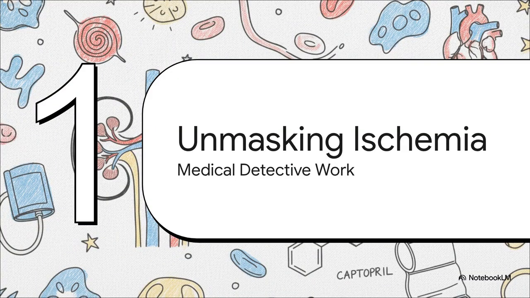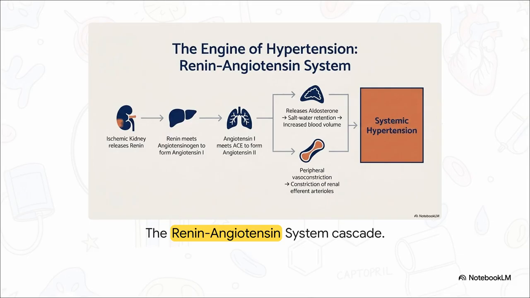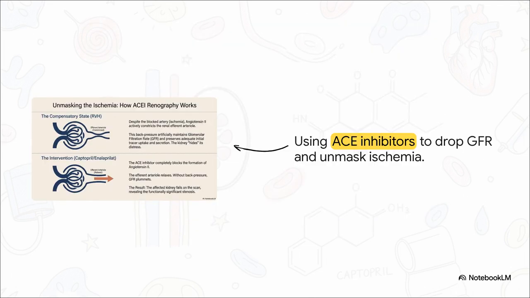Section 3. Unmasking the ischemia, the medical detective work. To really understand how we test this physiological function, we need to look under the hood at the engine of hypertension. When a kidney is starving for blood flow because of a blocked artery, it essentially panics. It kicks off the renin-angiotensin cascade. And as we know, this chain reaction ultimately pumps out angiotensin II, which is a highly potent vasoconstrictor. It tells the entire body to retain salt and water while clamping down hard on peripheral vessels. The ischemic kidney is literally jacking up the entire body's blood pressure just to force a little more blood through its own blocked pipe. So how do we actually catch it in the act?